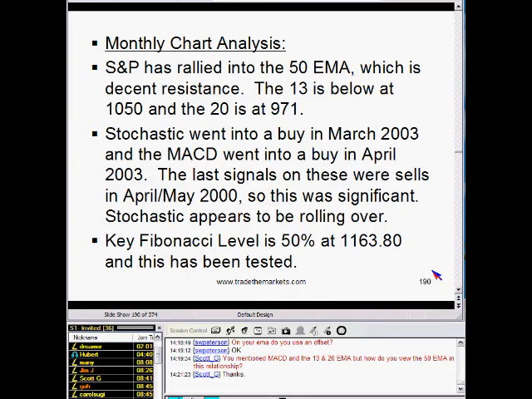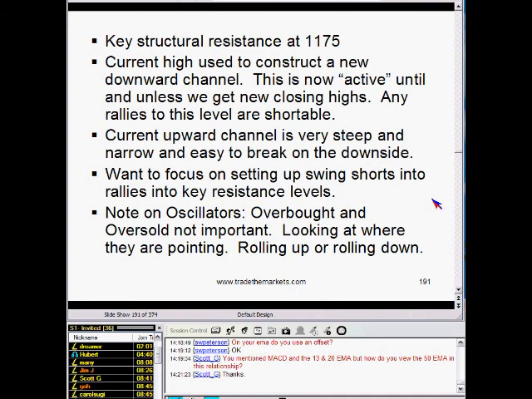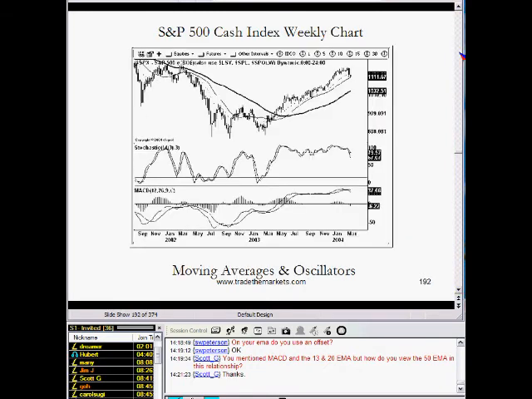So, real quick, I'm just going through and summarizing the key points of the monthly charts. Then I'll say, all right, now when I look at the trend lines and basic support and resistance, there is key structural resistance at 1175, and that's just basic trend lines. I'm just noting that the current high is used to construct a new downward channel, and that channel is now the active channel unless we get any closes above that. Then a note on the oscillators that they're overbought, and that overbought and oversold is not so important. The main thing with the oscillators is that you just want to look where they're pointing. Are they headed higher or are they headed lower? So I'm just going through the monthly charts and making some notes as to what they look like.